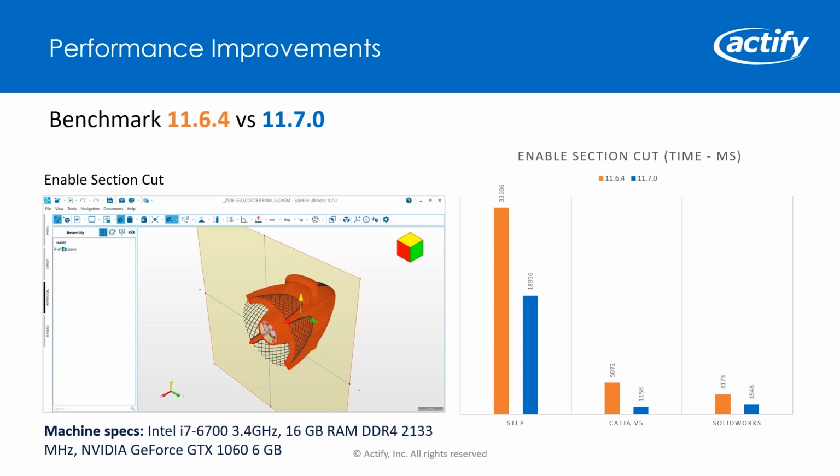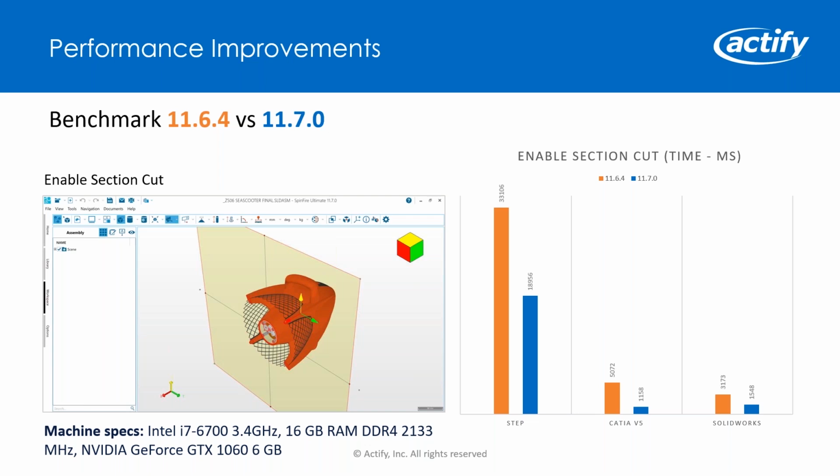So what we'll show you just now is the section cut performance. So this is when you select the section cut feature and the time that it would take to load that pane and perform the cut. On the left in the orange is your 11.6.4 version. On the right in the blue is the latest 11.7 release. So as you can see with those different file formats, we are seeing some consistent performance improvement.